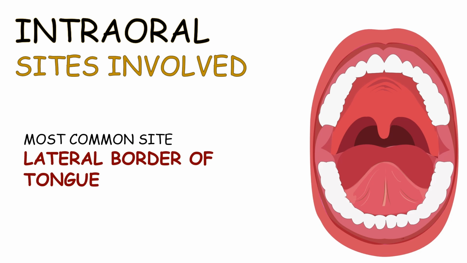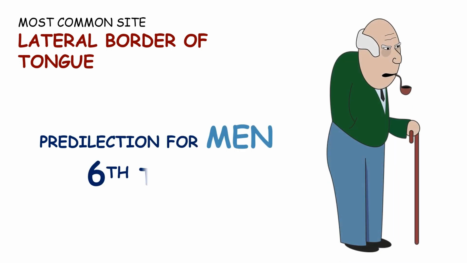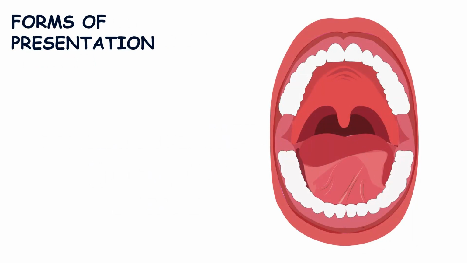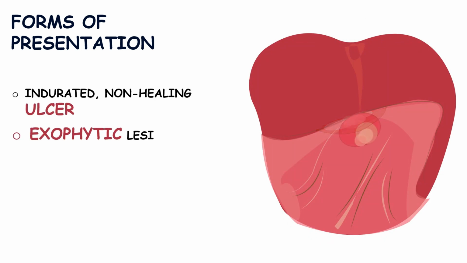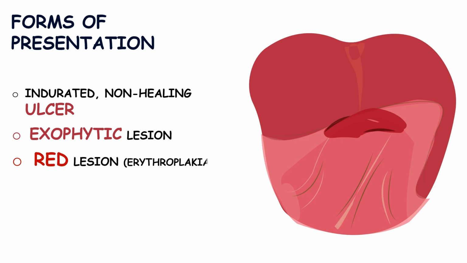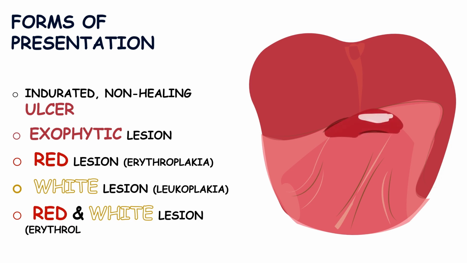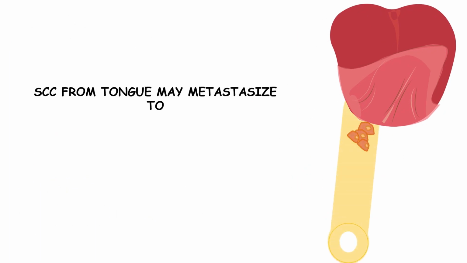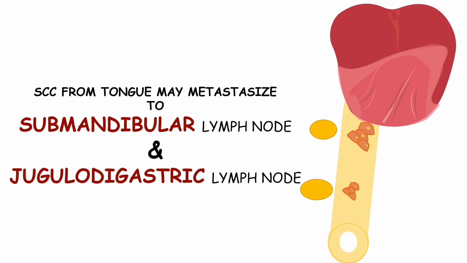The most commonly affected intraoral site is the lateral border of tongue. It has a predilection for men in the 6th to 8th decade of life. Squamous cell carcinoma of the lateral border of tongue may present as an indurated, non-healing ulcer, an exophytic lesion, erythroplakia, leukoplakia, and a combination red and white lesion, that is erythroleukoplakia. There is a tendency for the squamous cell carcinoma from tongue to metastasize to submandibular lymph nodes and the jugulo-digastric lymph nodes.